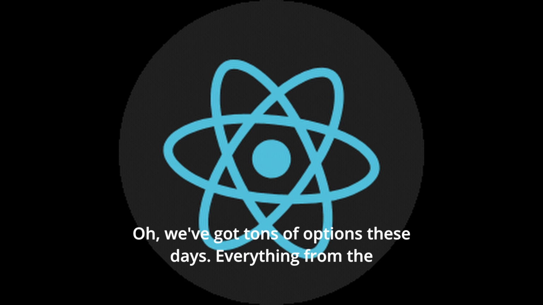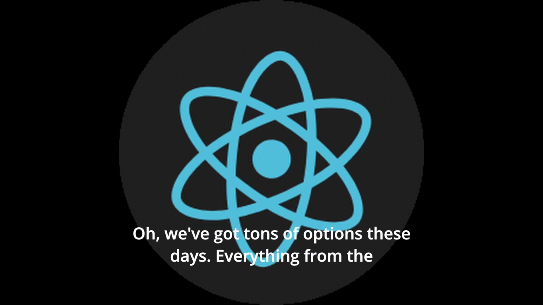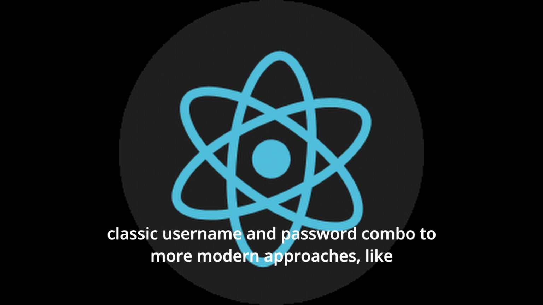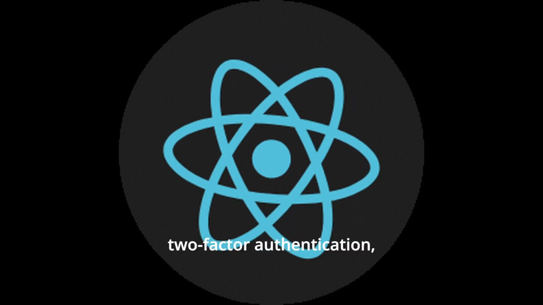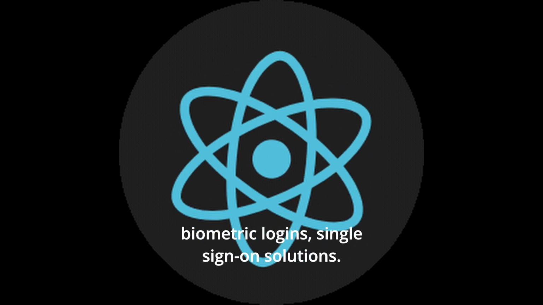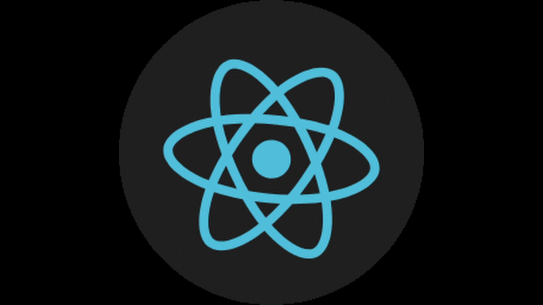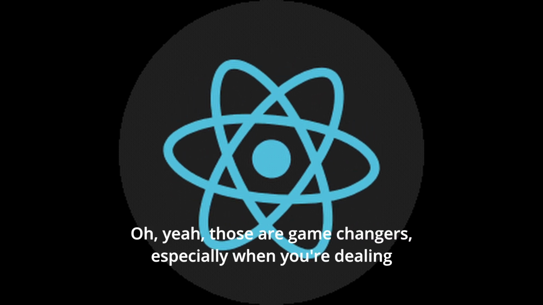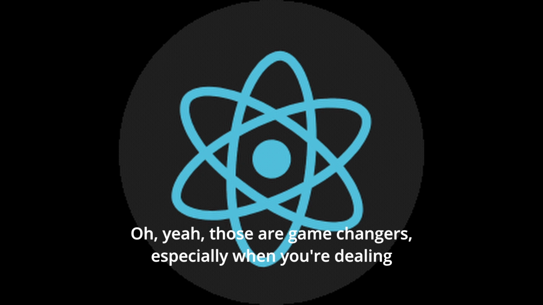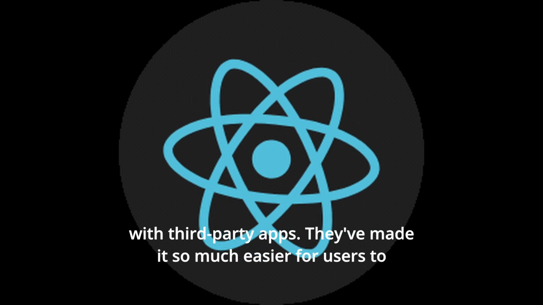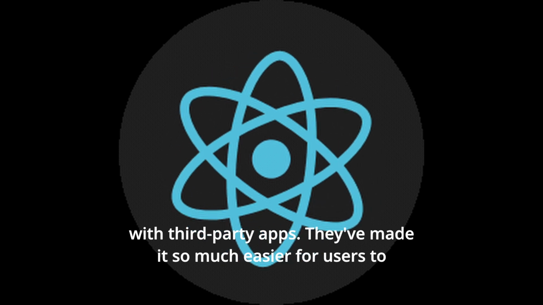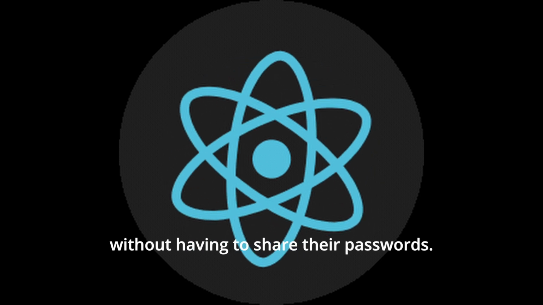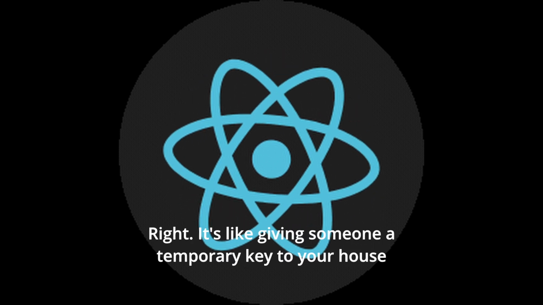Oh, we've got tons of options these days. Everything from the classic username and password combo to more modern approaches like two-factor authentication, biometric logins, single sign-on solutions. And we've got to mention OAuth 2.0 and OpenID Connect. Oh yeah, those are game changers, especially when you're dealing with third-party apps. Yeah. They've made it so much easier for users to give those apps access to their data without having to share their passwords.